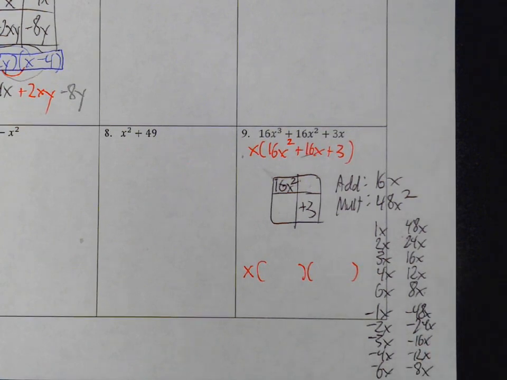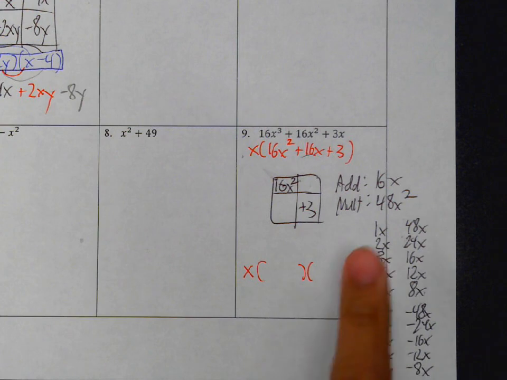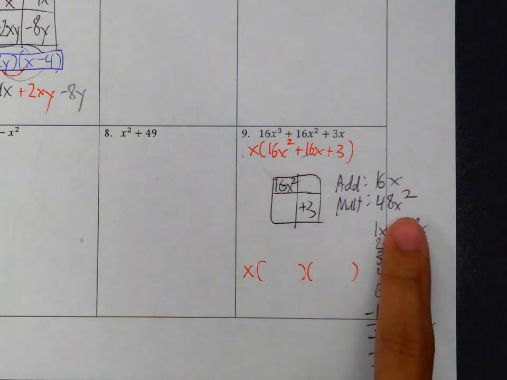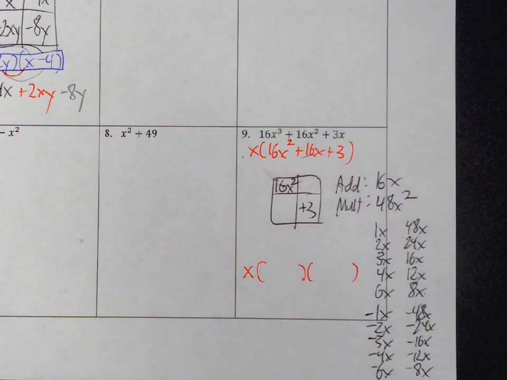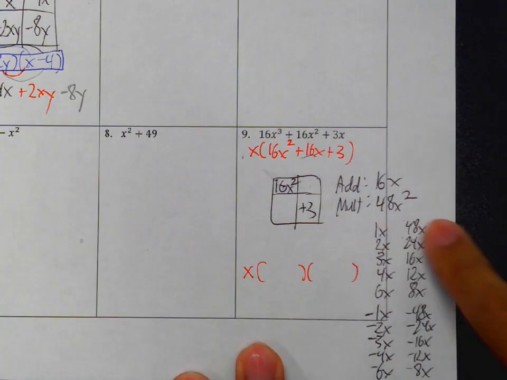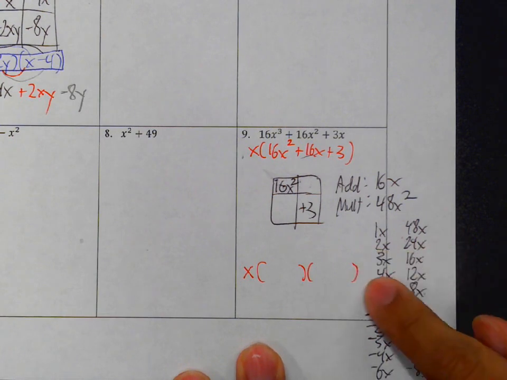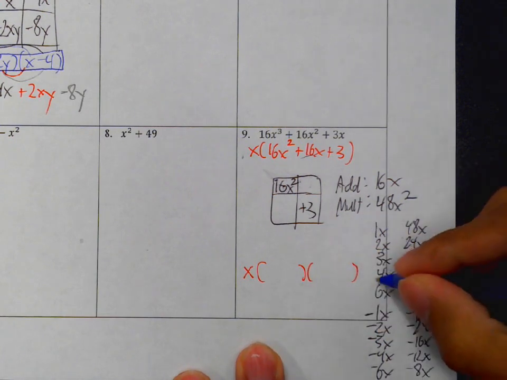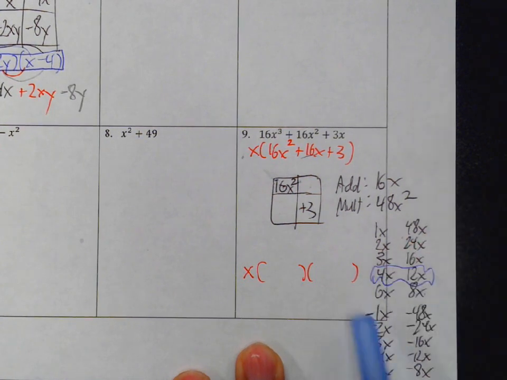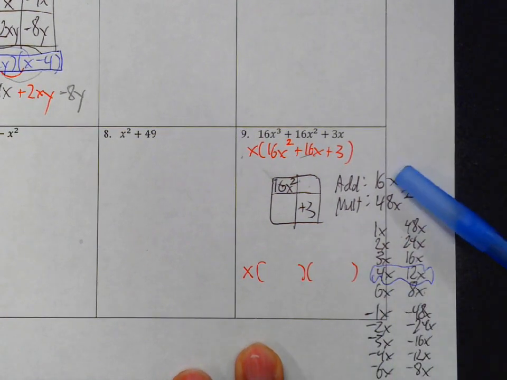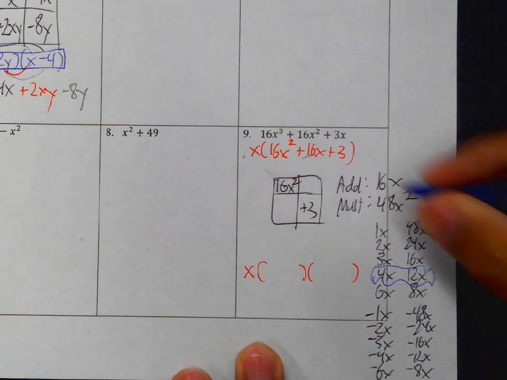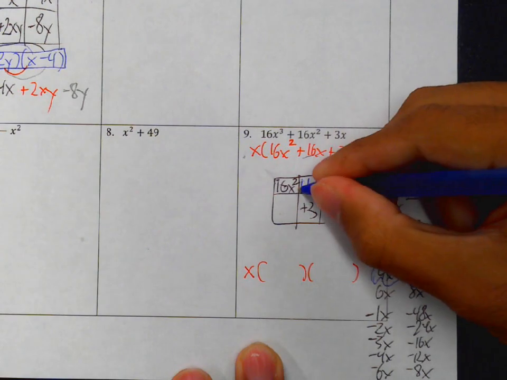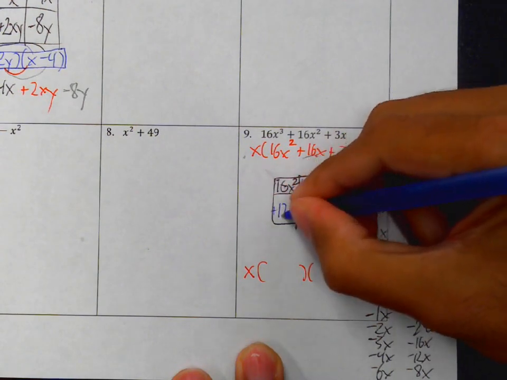Okay, so I'm looking for which of these pairs, which multiplies to positive 48x squared, also adds to 16x. So these add to 49x, add to 26x, add to 19x, add to 12x. Sorry, 16x. All right, so this pair, 4x and 12x, they add up to 16x, and they also multiply to 48x squared. So those go in the two missing boxes in any order.